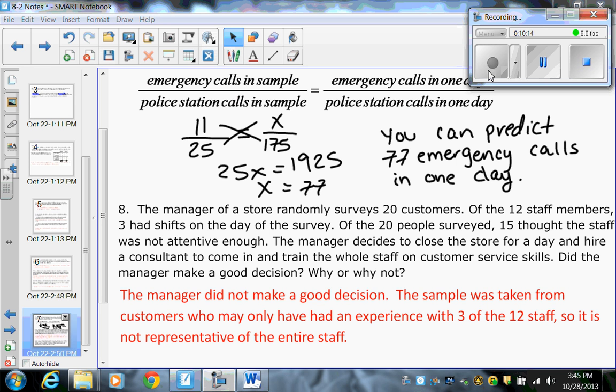So we would write something along the lines of: the manager did not make a good decision. The sample was taken from customers who may have only had experience with 3 of the 12 staff members, so it's not representative of the entire staff.